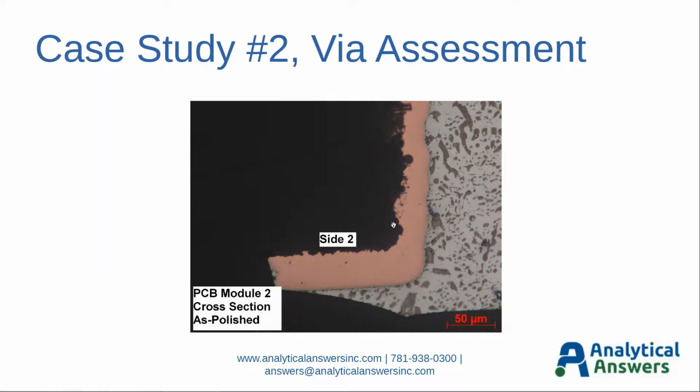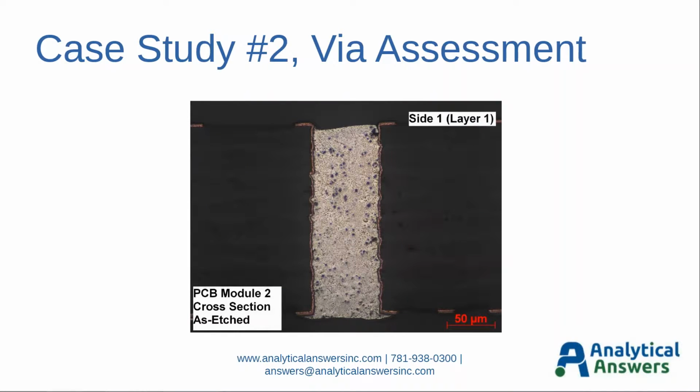Here's just a layer 2 or side 2 knee region, again in the as-polished condition. And again, this is using proper sample cross-section preparation techniques. We're going to look at both proper sample preparation techniques versus ones that I would not recommend, as well as aggressive etching, a little bit later here.